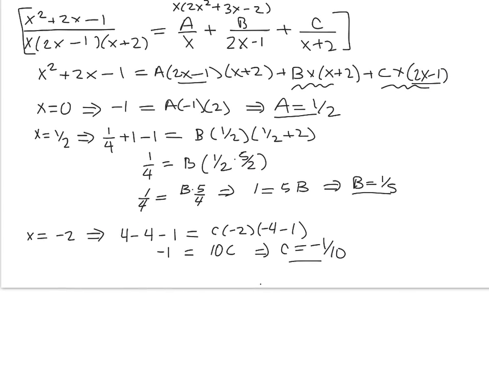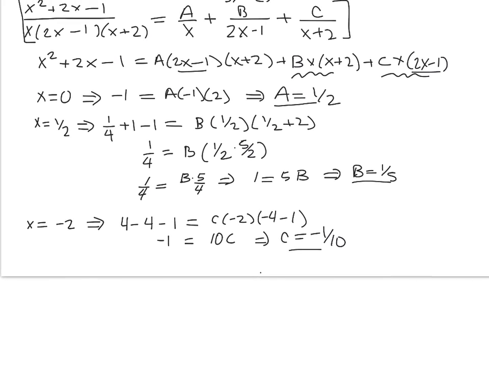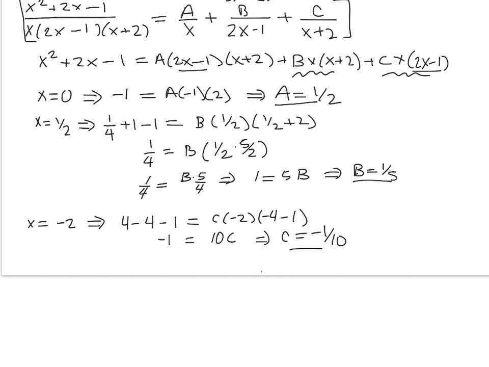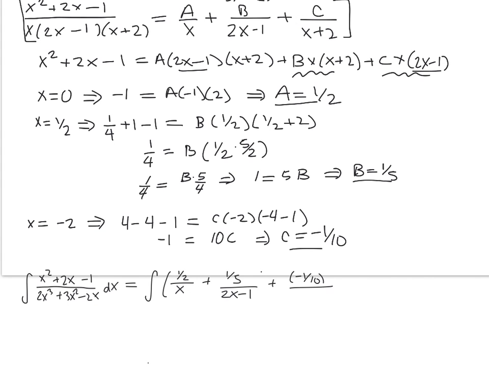So now we found our numbers, we can actually find our integral. So we know that the antiderivative of x squared plus 2x minus 1 over 2x cubed plus 3x squared minus 2x dx, that's equal to the integral of a over x, so 1/2 over x, plus b over 2x minus 1, so plus 1/5 over 2x minus 1, and then plus -1/10 over x plus 2.